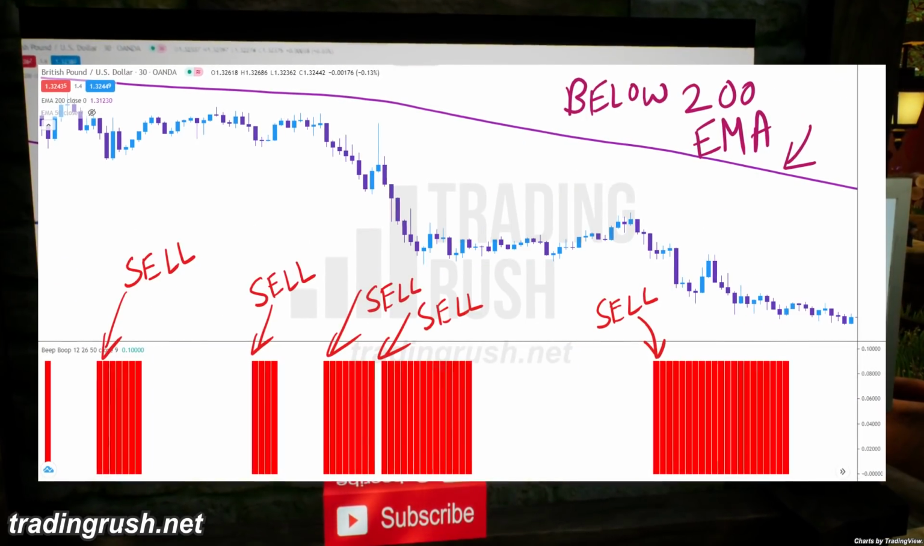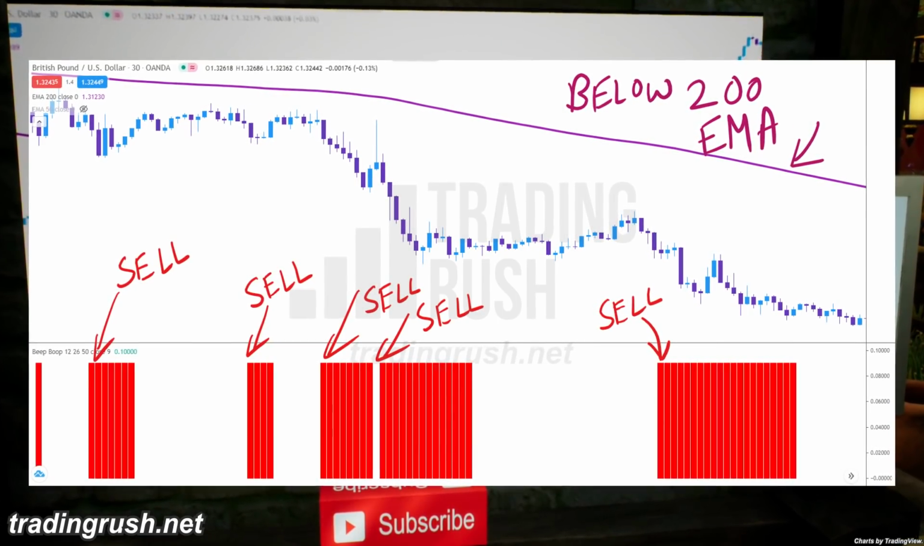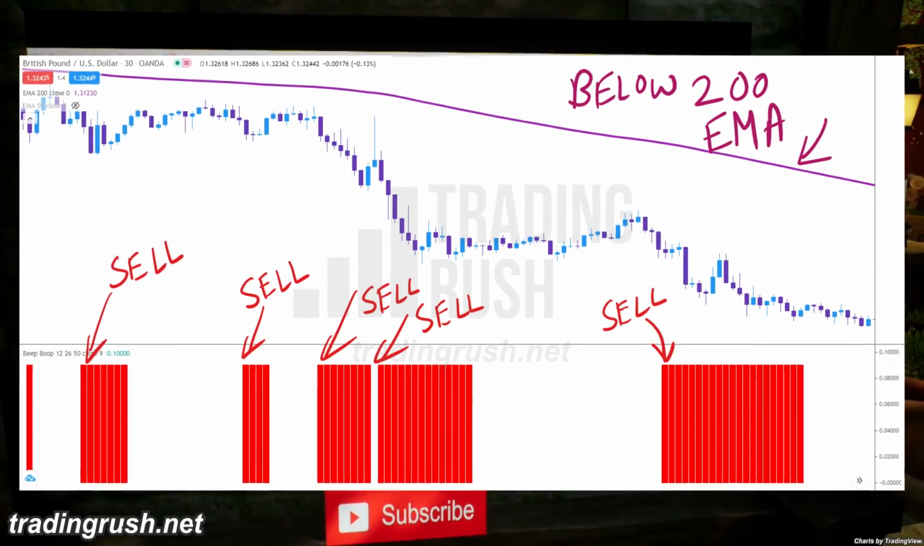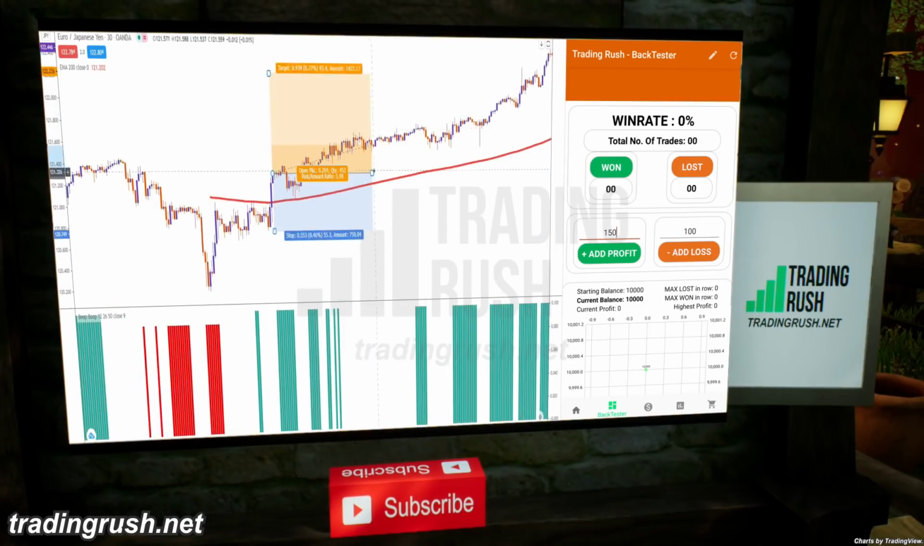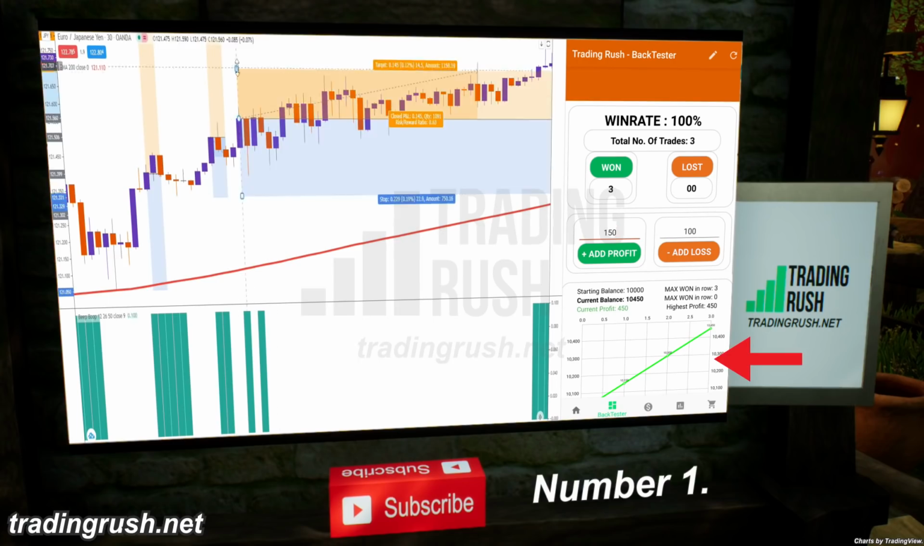Similarly, if the Beep Boop indicator gives a red bar, and if price is below the 200-period moving average, the short entry signal is at the first red bar. Stop loss goes above the pullback. So I tested the Beep Boop indicator 100 times. Here's what happened. Number 1.